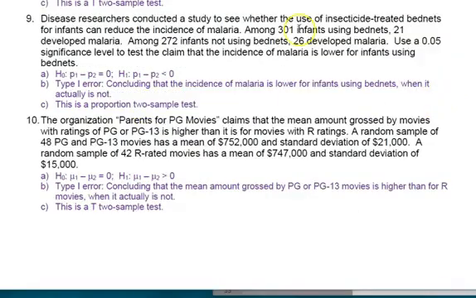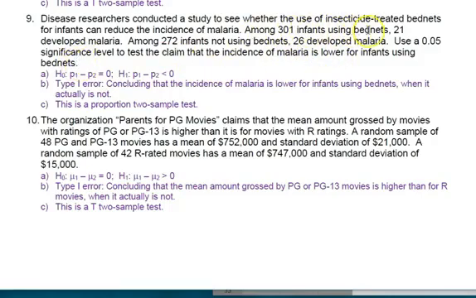In number 9, in this one also we have two groups of infants, one that used bed nets and another group that didn't use bed nets. They're not paired in any way. So we have two independent samples. But this time when we're talking about the incidence of malaria, that means the proportion of the infants that actually came down with malaria. So this is a two-sample proportion test. Our hypotheses have the P1 and the P2 for the two different proportions. And the claim is that the incidence of malaria is lower for the infants using the bed nets.